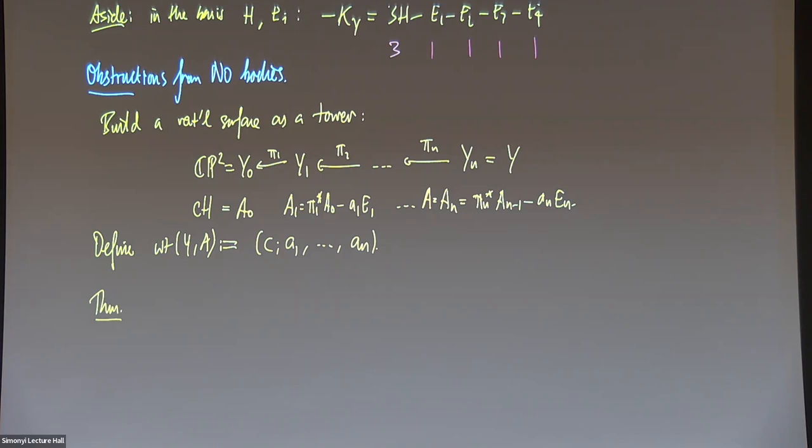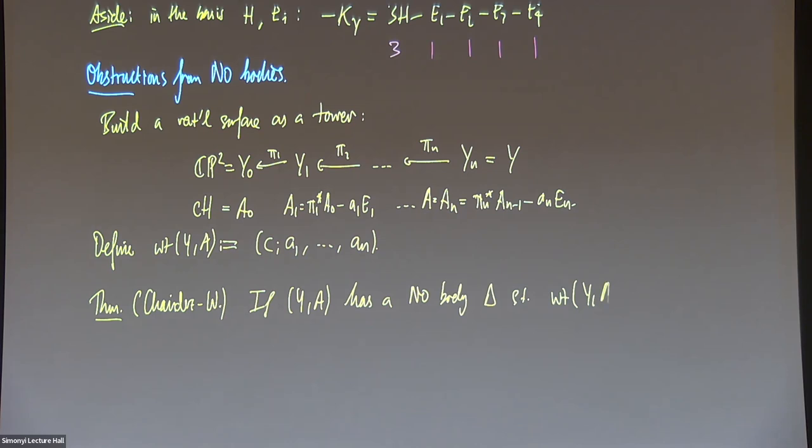Okay. New theorem that Julian and I proved recently. It comes in a few parts. Well, let me say the main bit. If Y_A, a polarized rational surface, has a Newton-Okounkov body, delta, such that the weight sequence of Y_A agrees with the weight sequence of delta, then sort of everything that held in ECH lands continues to hold.